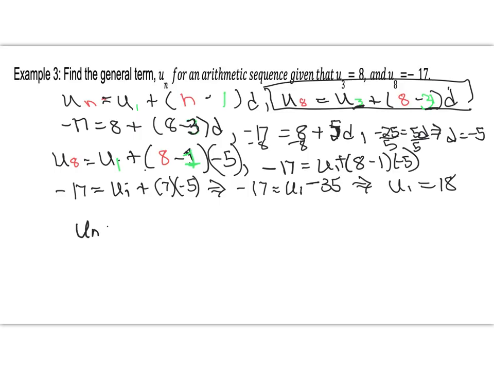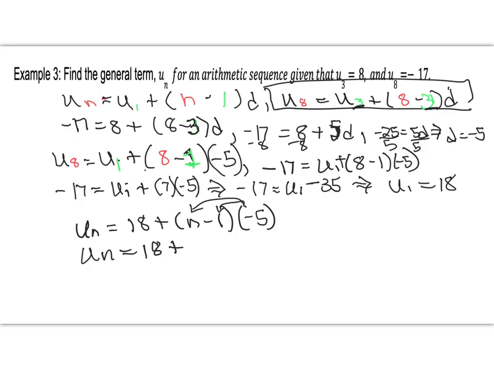I can just write the general term. 18 plus n minus 1 times negative 5. And now I can simplify. Seems like a lot of work. I know. It kind of is. So Un equals 18 plus negative 5n plus 5. And I'm going to simplify that even further. I can combine the 18 and the 5. And I get Un equals 23 minus 5n.